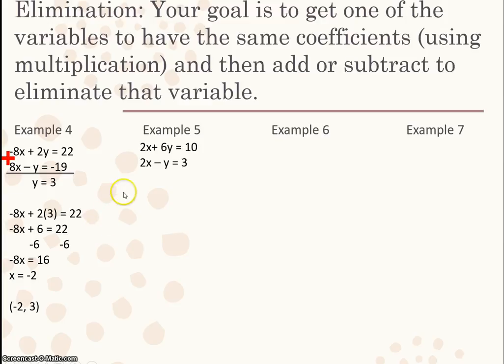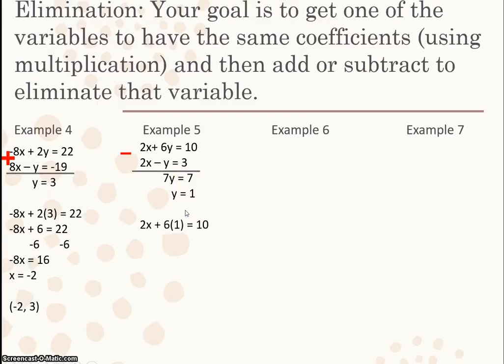In the next example, again, our x's have the same coefficient. But if we were to add these, then we would get 4x. So we don't want to add them. So since our signs are the same, we're going to subtract. So 2x minus 2x is 0x, so we don't write it. 6 minus negative 1, be careful here. This negative negative makes a positive, and you get 7y. And 10 minus 3 is 7. We divide both sides by 7, we get y equals 1.